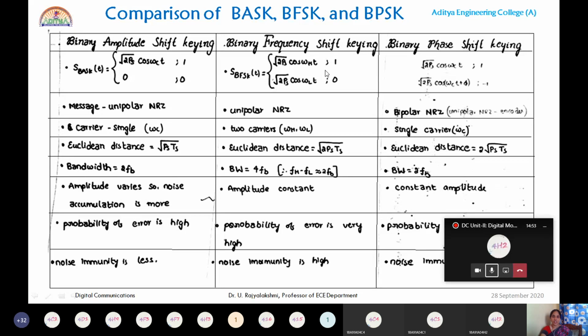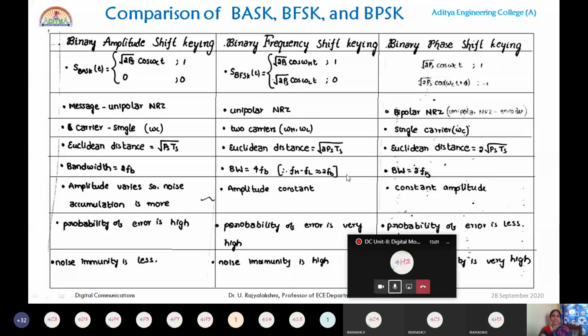And next, in the case of FSK, the probability of error is also high, because of having two carriers. Okay, so it is high, not that much high. It's in between ASK and PSK. In PSK, because the Euclidean distance is very high and because of its constant amplitude, the probability of error is very less compared to ASK and FSK.